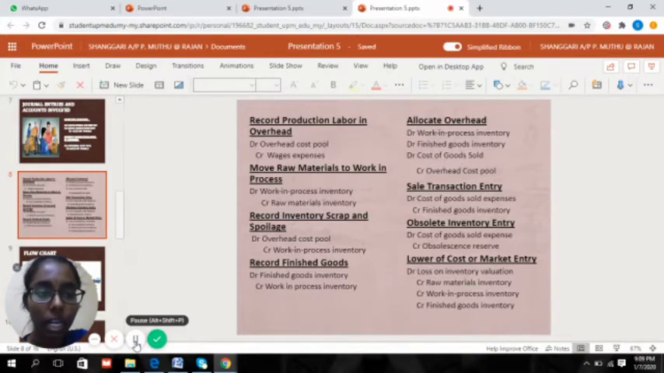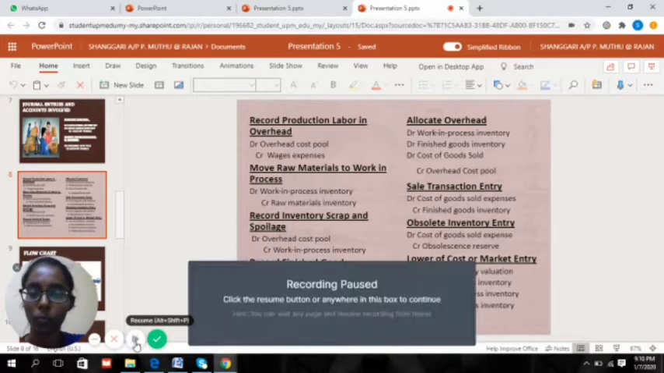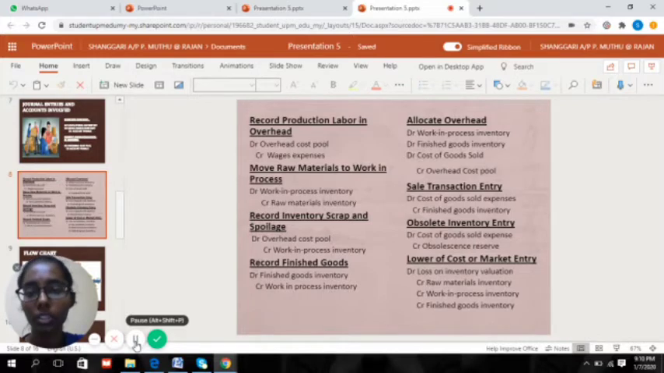Usually certain volumes of scrap and spoilages may naturally occur during the manufacturing process. The entry for the former situation is debit overhead cost pool and credit work in process inventory. To record finished goods, debit finished goods inventory and credit work in process inventory. To allocate overhead, debit work in process inventory, finished goods inventory, and cost of goods sold, and credit overhead cost pool.